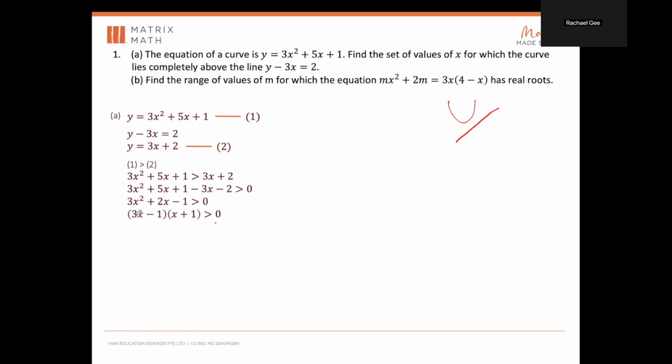So when you are dealing with a quadratic inequality, okay, and it's more than 0, it means that it will be above this line. Okay, this is the line. So if it's above, it means that it will be over here and over here. Okay, and since it's above, this means that your value will be more than 1/3 and less than -1. Okay, therefore your range will be x less than -1 or x more than 1/3.